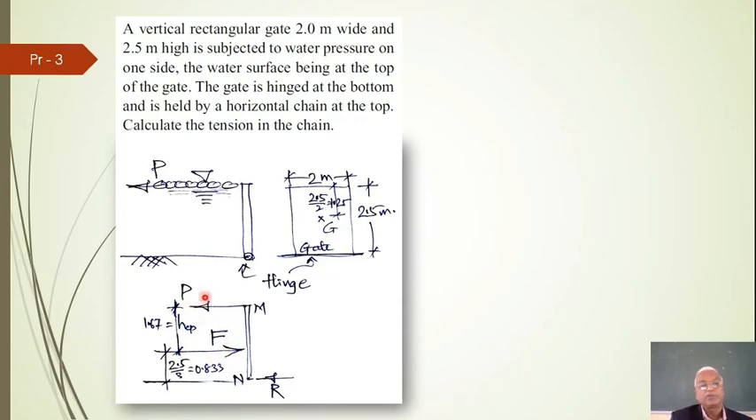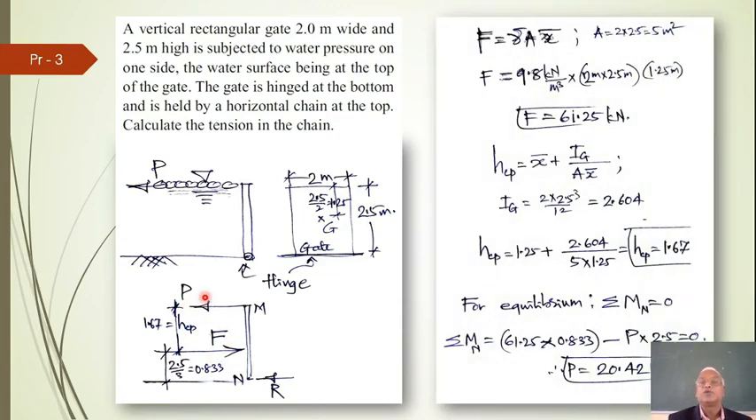Now what we want is P. Here it is done. The force F is given by gamma A x bar. A is 2 into 2.5. Gamma is water, 9.8 kilonewton, multiplied by A, 2 into 2.5. X bar or H bar is nothing but the position of the centroid from the free surface, that is 1.25. So F becomes 61.25. This F is 61.25.